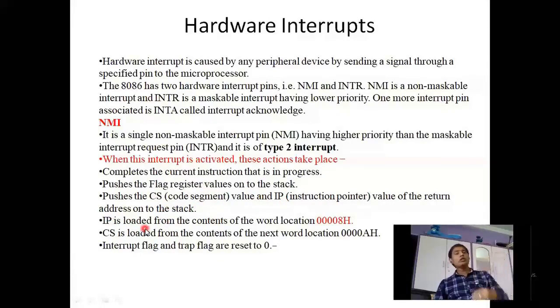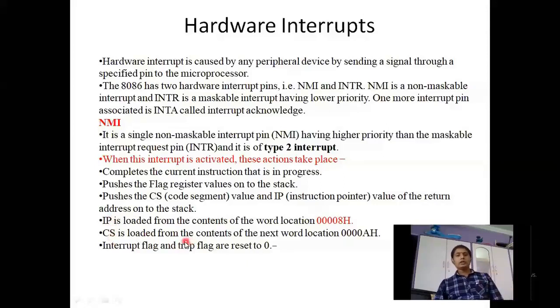Third, IP is now loaded from the content of a location. Which location? For type 2, remember, type into 4 is the location. The type number is 2 multiplied by 4, because each interrupt requires 4 locations, so 2 into 4 is 8. So what is the address now? 00008H, because it is a 20-bit address; the left side has four zeros, then 8H. From that address IP takes the content.